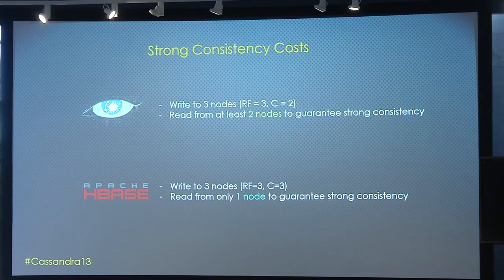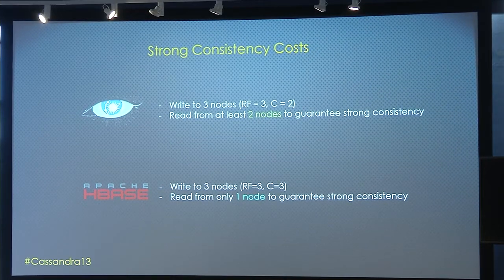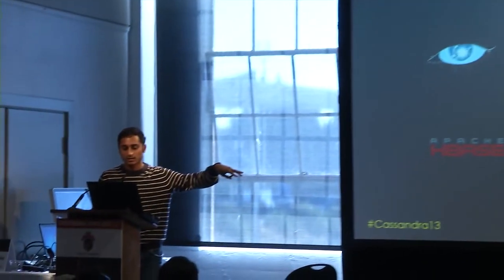Now, here's the thing, though. When you do the read from Cassandra, if you want to guarantee strong consistency, you have to do the read from at least 2 nodes. So you write to 3 nodes, right? And then you have to read from at least 2 nodes. So when you write to 3 nodes, you basically write with consistency level 2. So you definitely wrote to at least 2 out of 3 nodes.